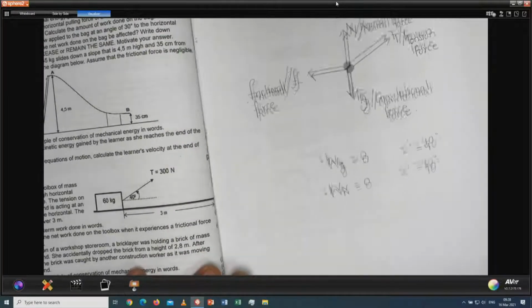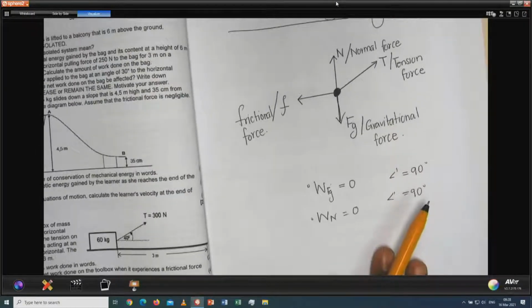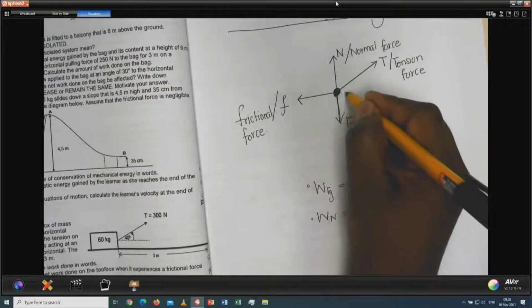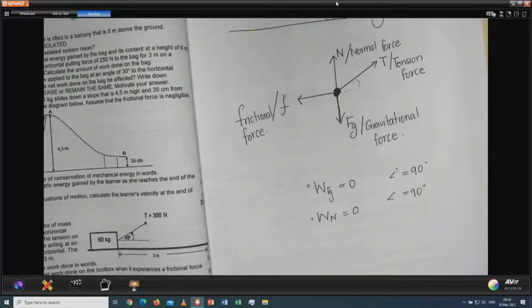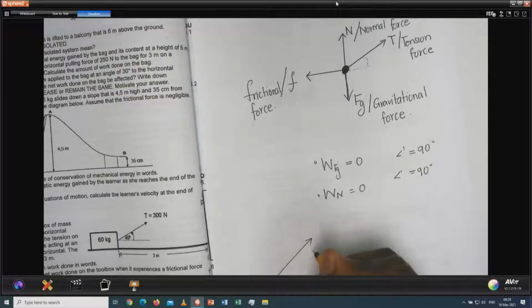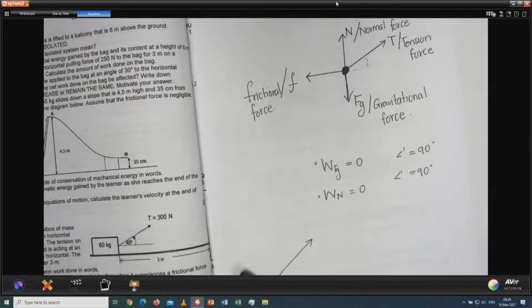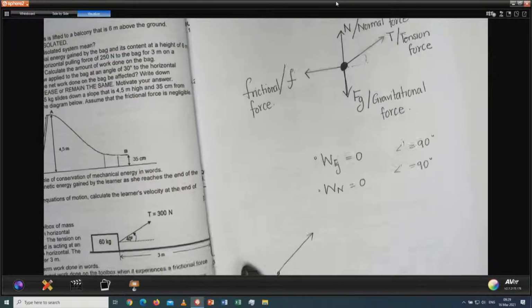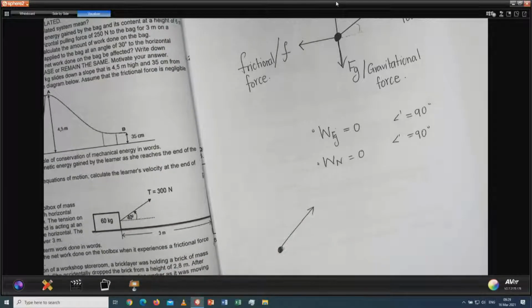Then we have a force here, tension force, and it is making an angle with the surface. From grade 11, we learned that whenever a force acts at an angle to the surface, then we have to resolve the force.